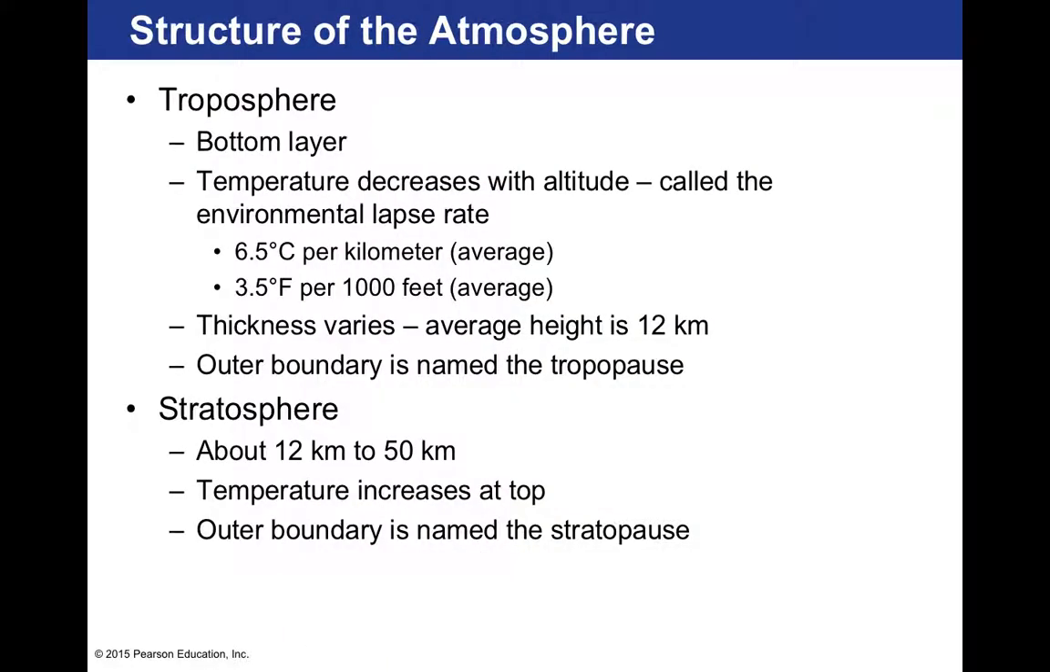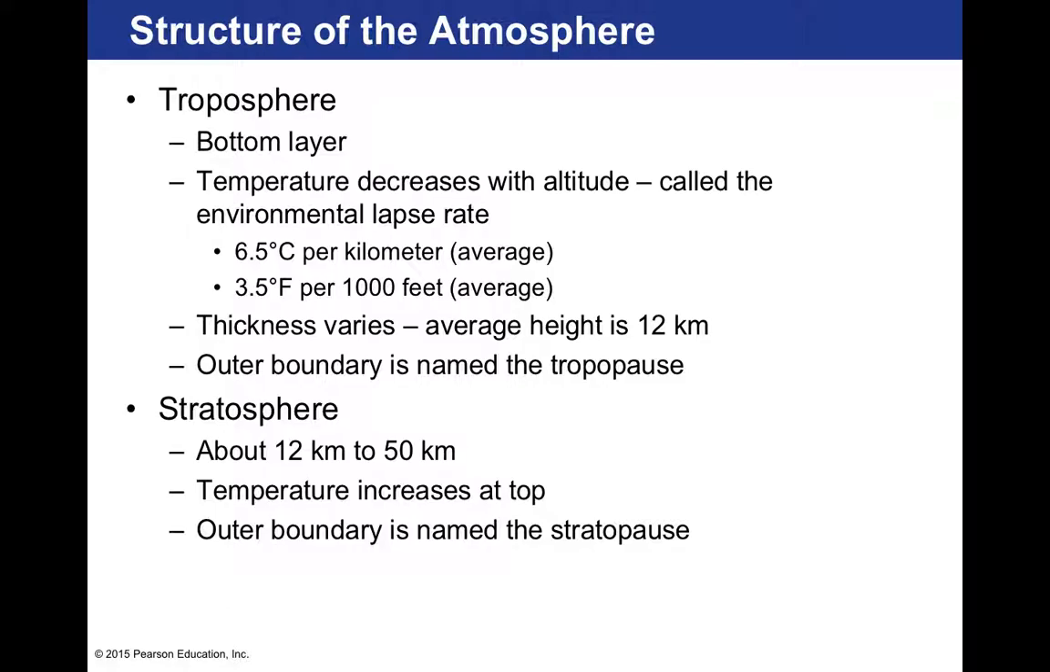All right, so let's move on to the layers of the atmosphere. The bottom layer is the troposphere. This is where most of our weather takes place, and in this layer, temperature decreases with altitude. So it gets cooler as you move higher within the troposphere. The thickness varies, but it's about 12 kilometers high. And there's a boundary between this layer and the next layer called the tropopause.